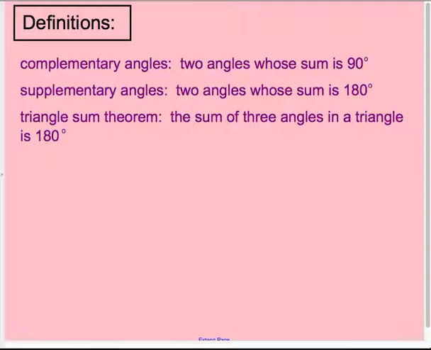And we're also going to look at complementary and supplementary angles. Remember, complementary angles are two angles whose sum is 90. Supplementary angles add up to 180. Specifically, complementary and supplementary angles are two angles, whereas in a triangle, you have three angles who add to 180 degrees, but they would not be called supplementary angles.